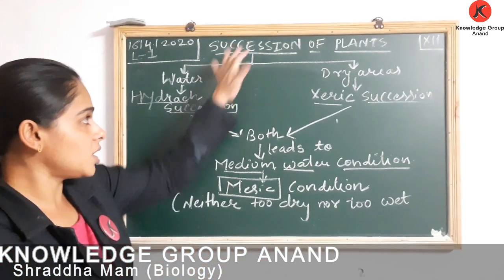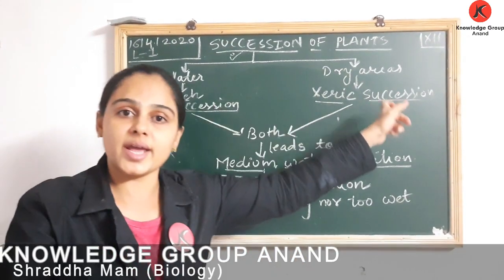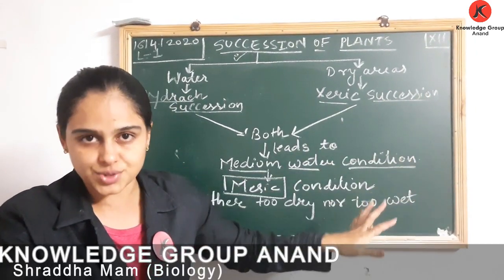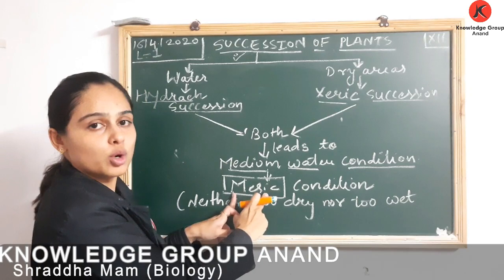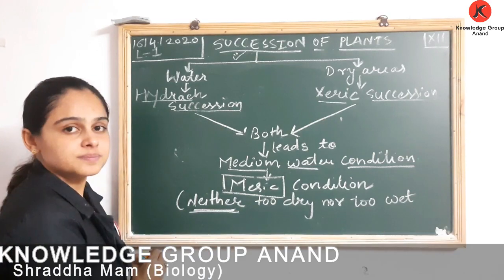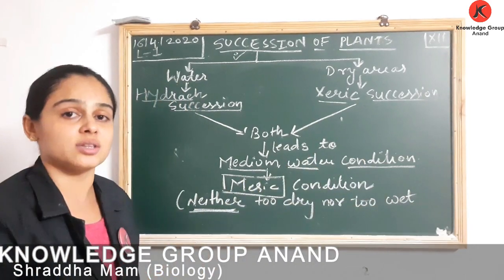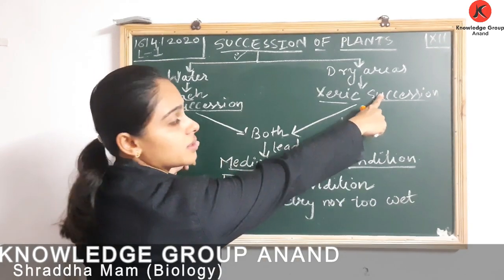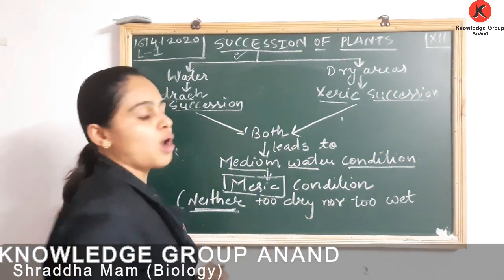So once again, here we have started with succession in plants depending on area, hydrarch and xeric succession, which is also called xerarch succession, one and the same. Both lead to a medium water condition, which you call mesic condition. What is mesic condition? It is indicated by neither too dry nor too wet condition. That is, it comes in between these two. This one is wet, this one is dry, and here neither too dry nor too wet.